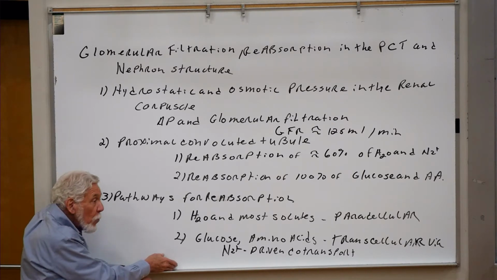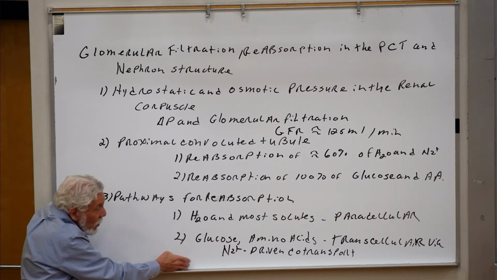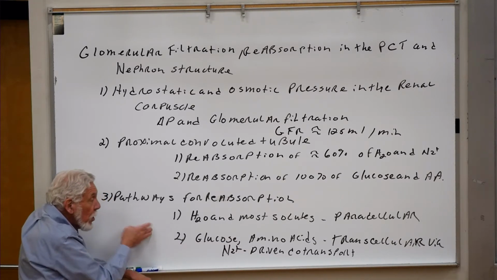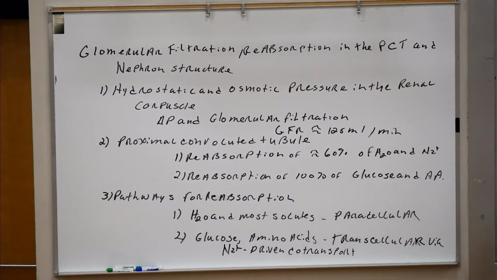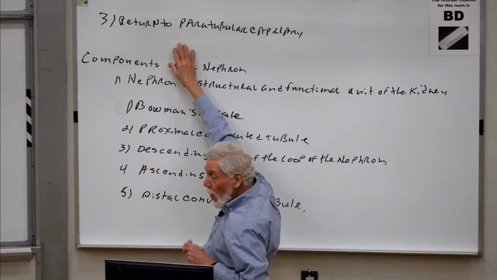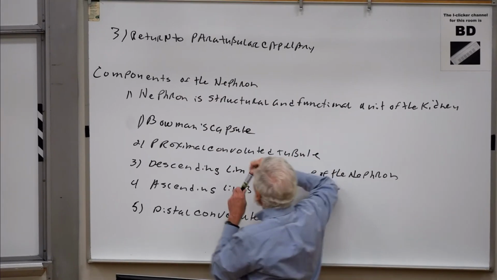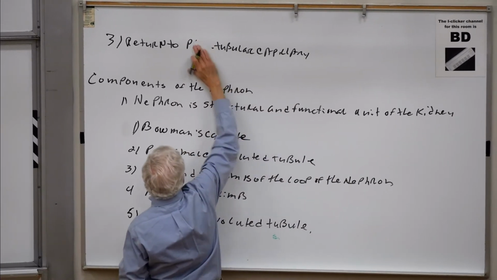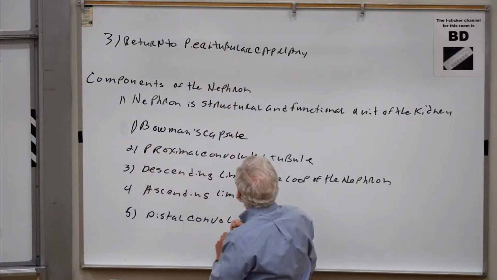And so now we will have moved the glucose and amino acids and a sizable portion of the sodium through this transcellular route. And then once they've exited, either going around the cells or through the cells, there'll be a return of these molecules by diffusion back into the peritubular capillary.